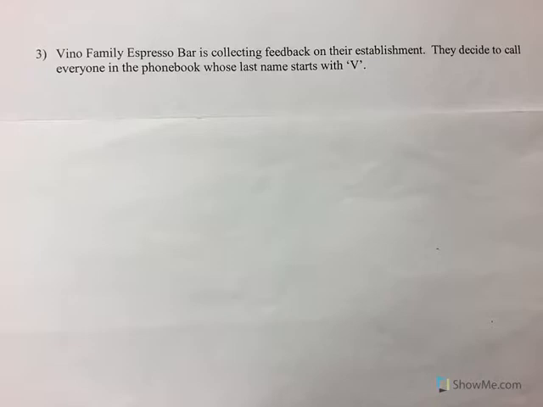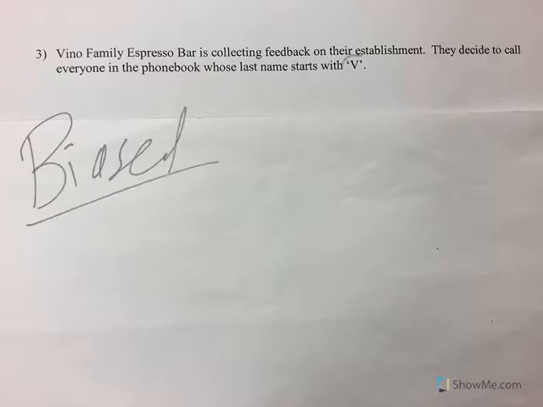Vino Family Espresso Bar is collecting feedback on their establishment. Therefore, they decided to call everyone in the phone book whose last name starts with V. Biased. Okay, let's think about this. Nothing against the letter V. It's a very fabulous letter. But how many names really start with V? So they're talking to a very small sample. What about the other 25 letters in the alphabet? Give a little love, right? It would be better if they would call 10 people from each letter of the alphabet. That would be better, right? But just V's, that's bias.